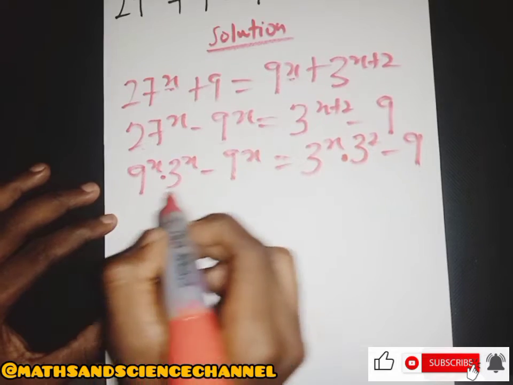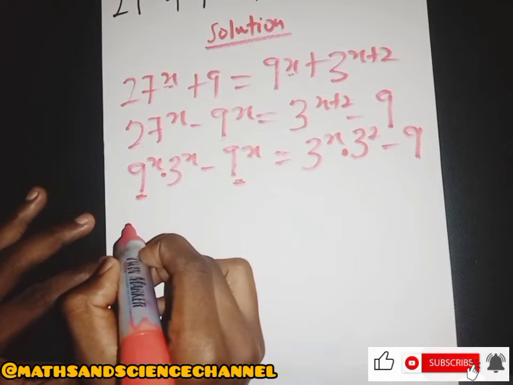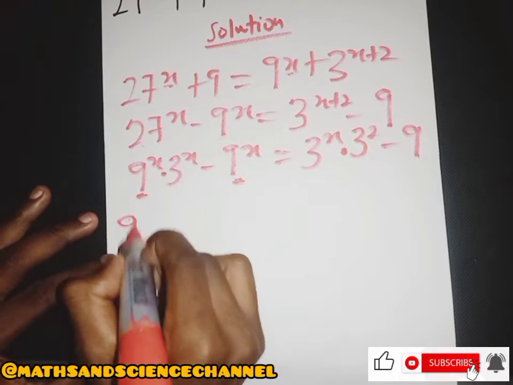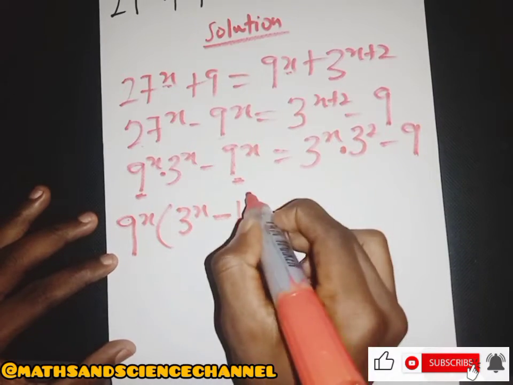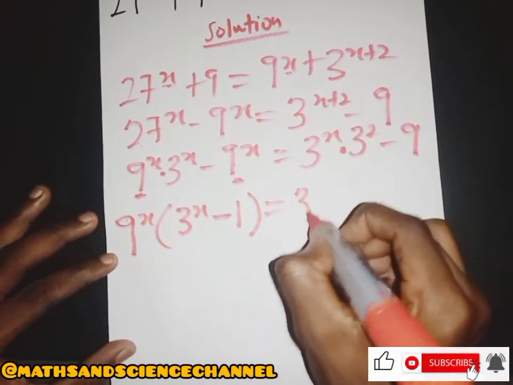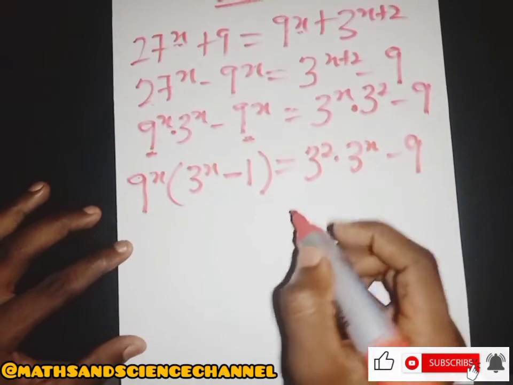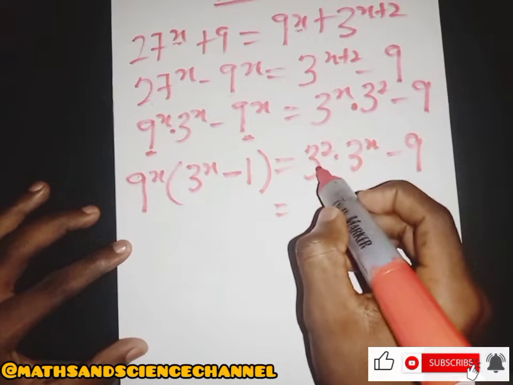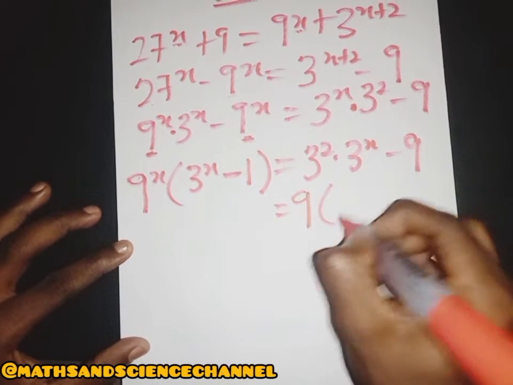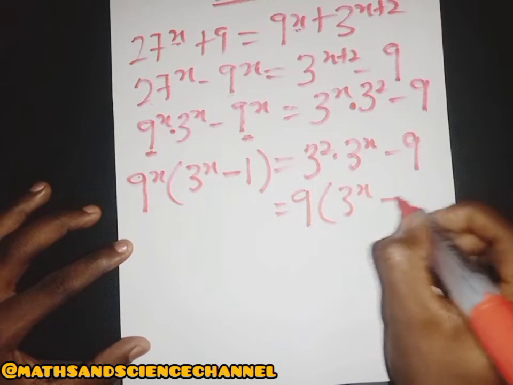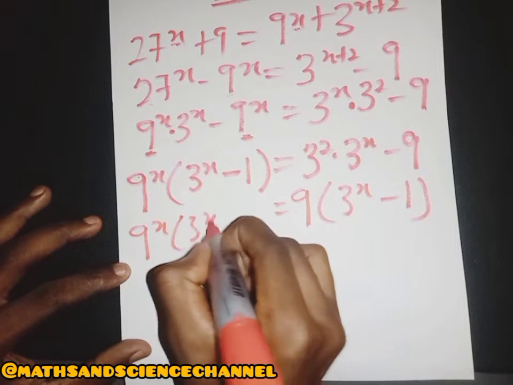So over here, since we have 9^x on the left, we can quickly factorize that out. So we have 9^x, and then we have (3^x minus 1) here, and then minus 9. Over here, 3 to the power 2 is just 9, so we can bring 9 outside, and then we have 9(3^x minus 1).